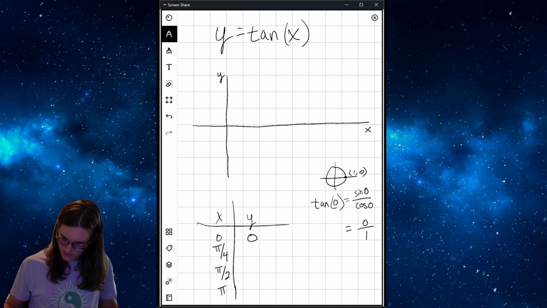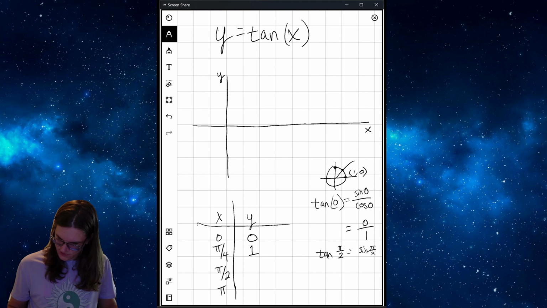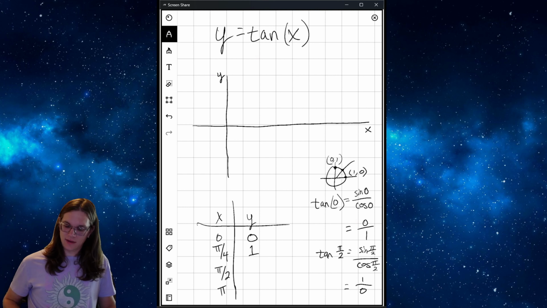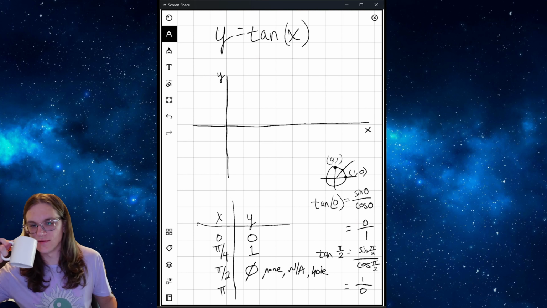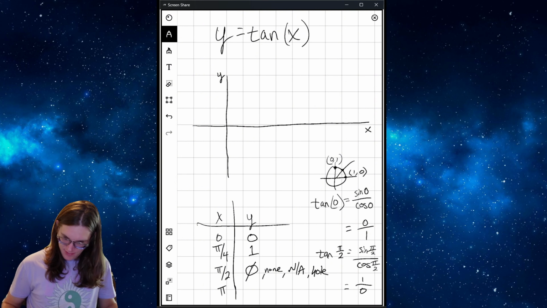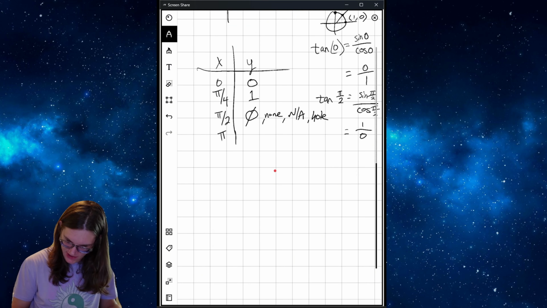Then pi over 4. Tangent of pi over 4 is 1. Pi over 2. This is an interesting one. What's tangent of pi over 2? Well, it's sine of pi over 2 over cosine of pi over 2, which is, up here we have (0, 1). So that means what we're looking at is 1 over 0. Don't freak out. That means there is nothing there. No solution. None. NA. Hole. Those are all acceptable ways of stating that.